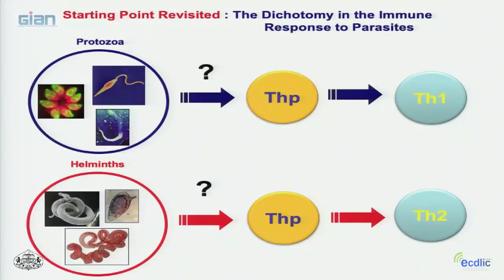Okay, well let's go back to this starting point of this dichotomy in response to parasites, protozoan on one hand and helminths on the other hand. They're activating these T helper precursor cells. And somehow the activation of these T helper precursor cells during a protozoan infection, likely leishmania, leads to the development of TH1 cells, whereas worms promote TH precursors to develop into these TH2 cells. So how does that happen? How do these cells sense these different pathogens and go along different pathways of differentiation?